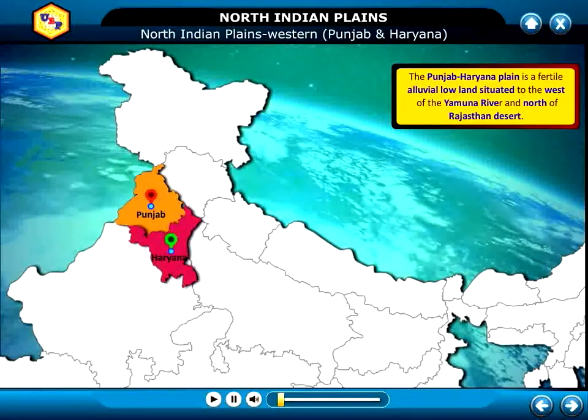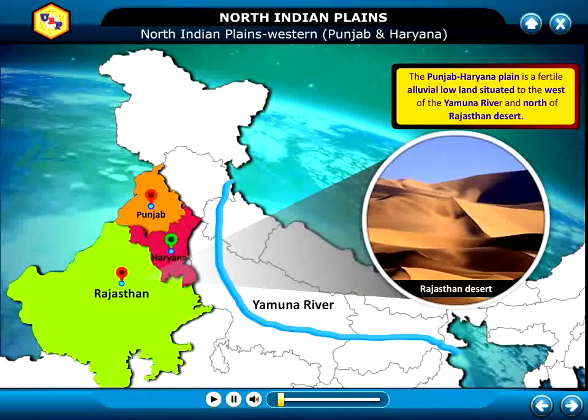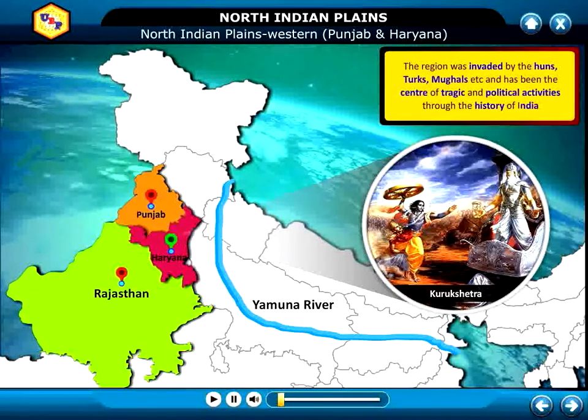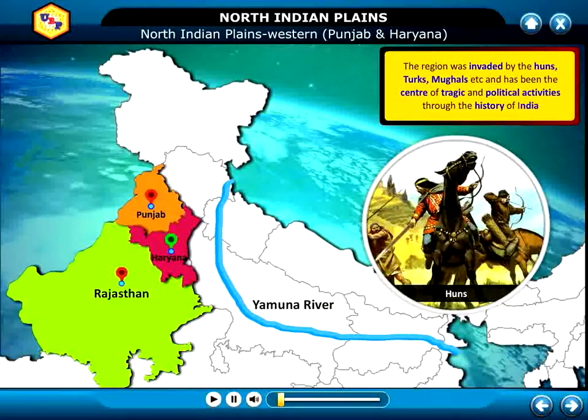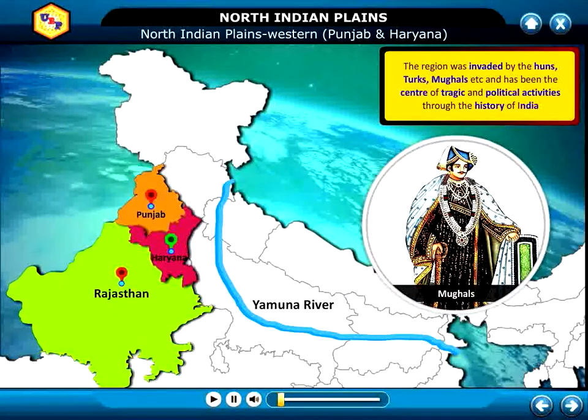The Punjab-Haryana plain is a fertile alluvial lowland situated to the west of the Yamuna River and north of the Rajasthan desert. It forms a geographical unit which has an ancient glorious past. The Indus Valley civilization extended up to Punjab. Kurukshetra of Mahabharata fame is also located here. The region was invaded by the Huns, Turks, Mughals, etc., and has been the center of tragic and political activities through the history of India.